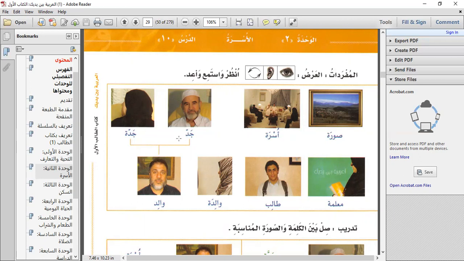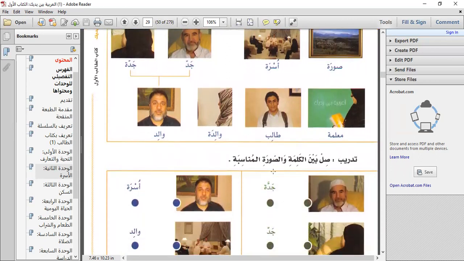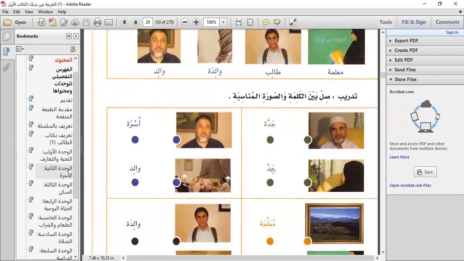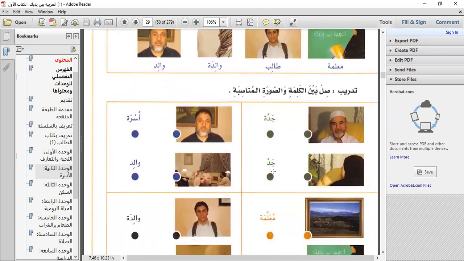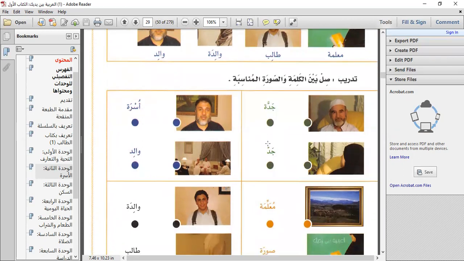Jad, grandfather. Jadda, grandmother. Mu'allima, female teacher. Mu'allim, male teacher. Talib, student. Taliba, female student. Walida, mother. Walid, father. Now you have to mix and match. Jadda, remember, Jeddah, I just told you, you'll remember by the name of the city. Grandmother. Jad, grandfather. Usra, family. Where's the family? Here. And where's the walid? Here. That will be easy for you.